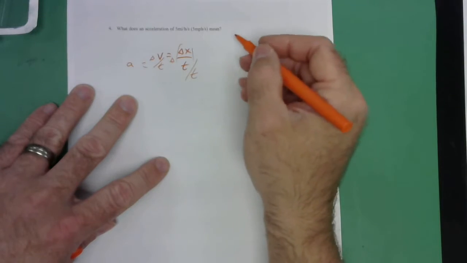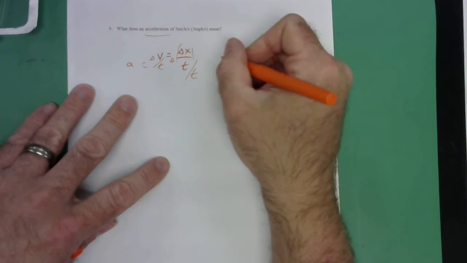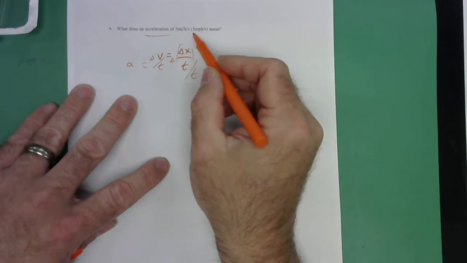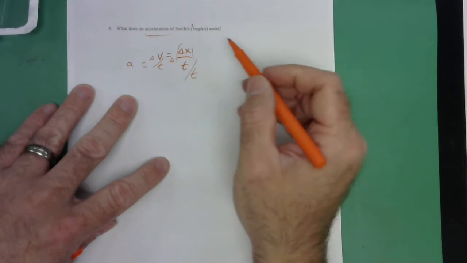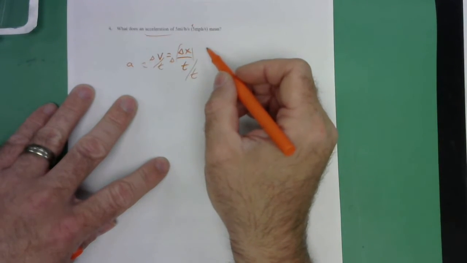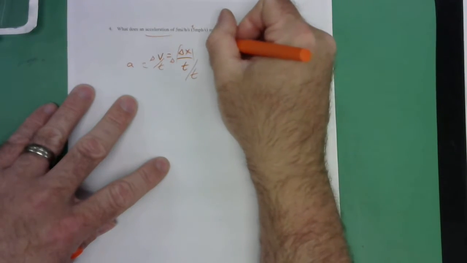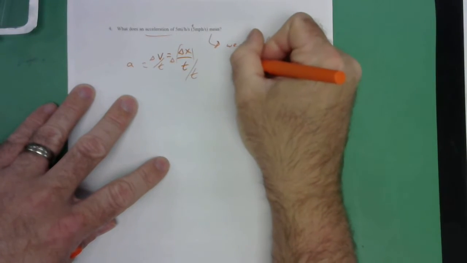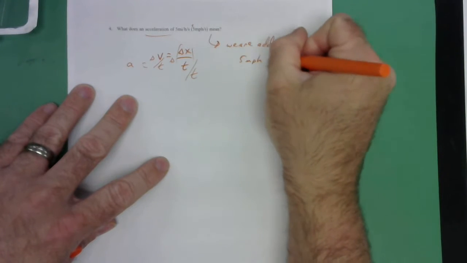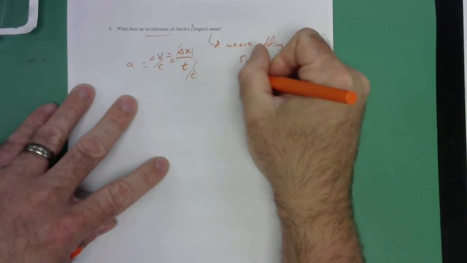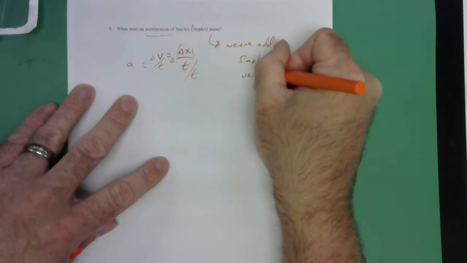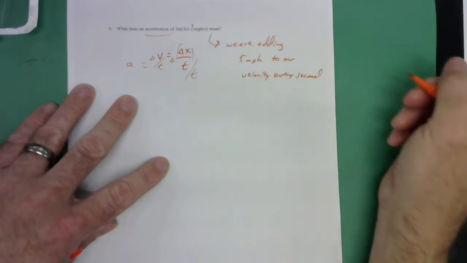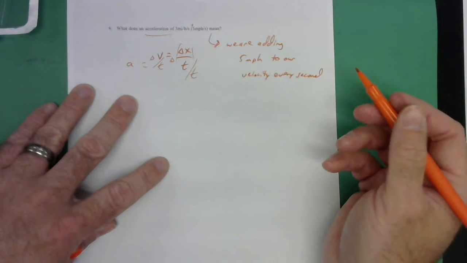So an acceleration of 5 miles per hour per second, what's that telling me? It's saying that every second of time that goes by, my velocity increases. I'm going to add 5 miles per hour to it every second. So we are adding 5 miles per hour to our velocity every second. I should really say to our velocity. Okay, that's what it's telling us.